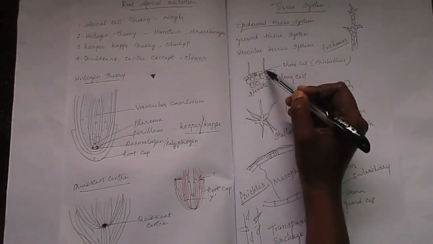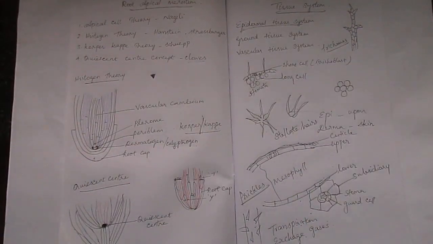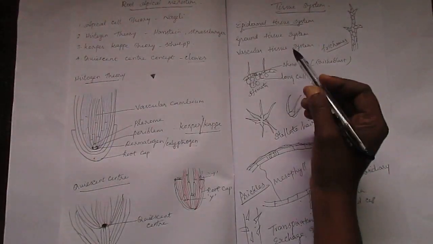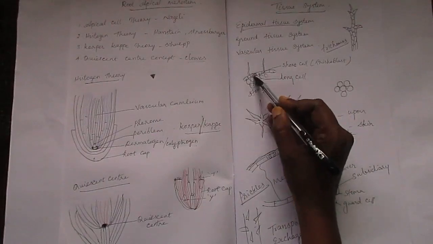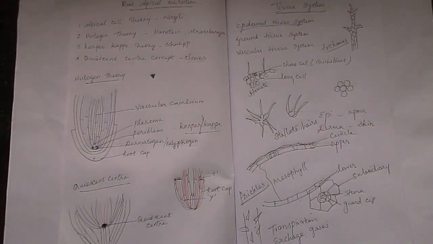Epidermal tissue system is the outermost layer. The outermost layer of the tissue system is the epidermis. It is in direct contact with the external environment. It consists of epidermis, which is derived from protoderm.